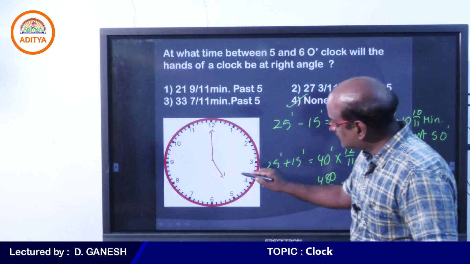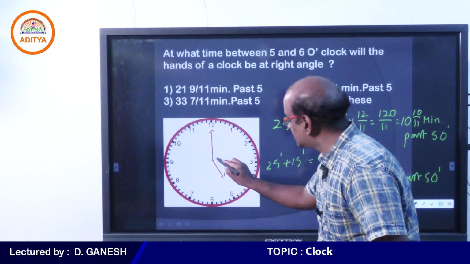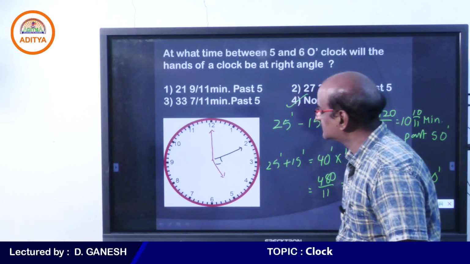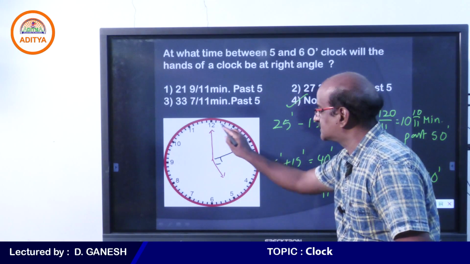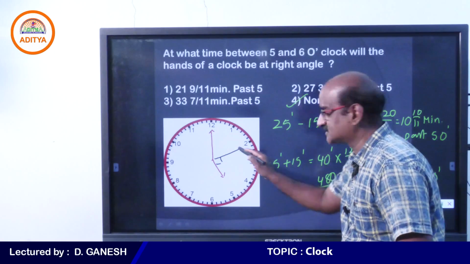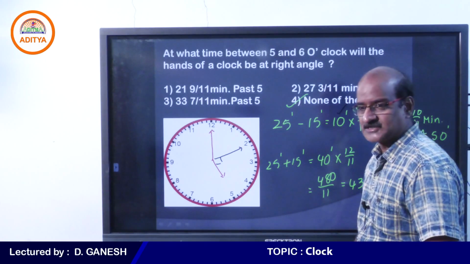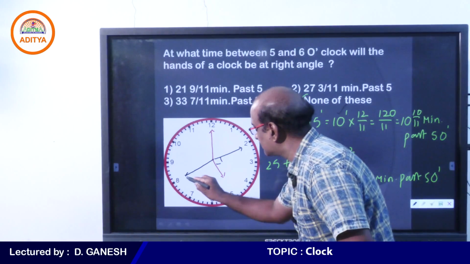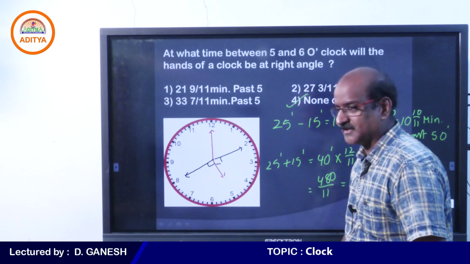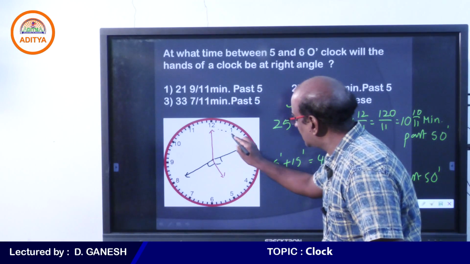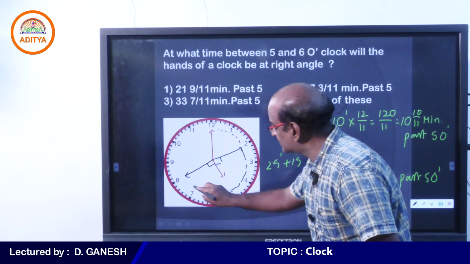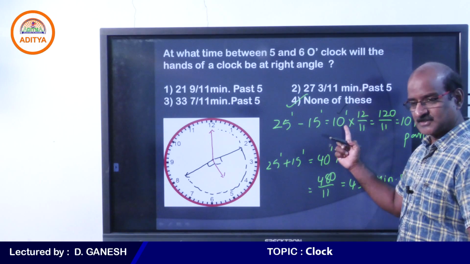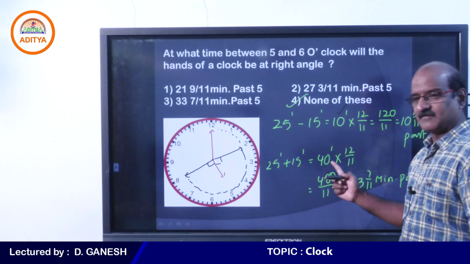See, this is 5 o'clock. The hands will be at right angles at 5:10, which means the minute hand has to move 10 divisions. That is point number 1. Again, it will be at right angles at 5:40, which means the minute hand has to move 40 divisions. So, 10 divisions one time and 40 divisions the second time.